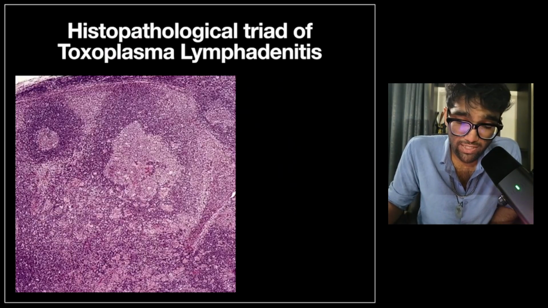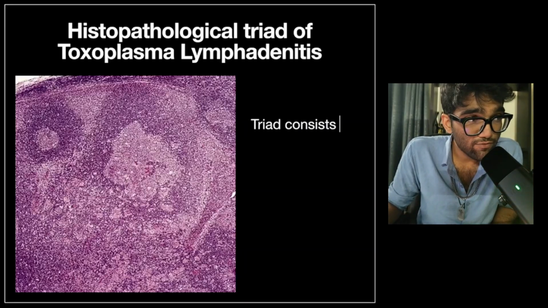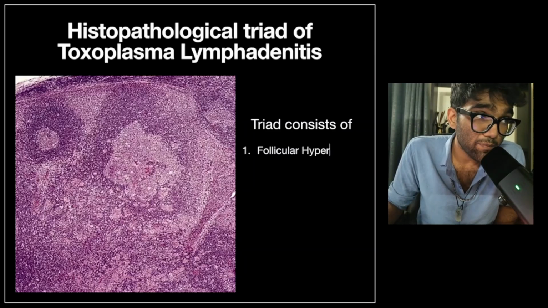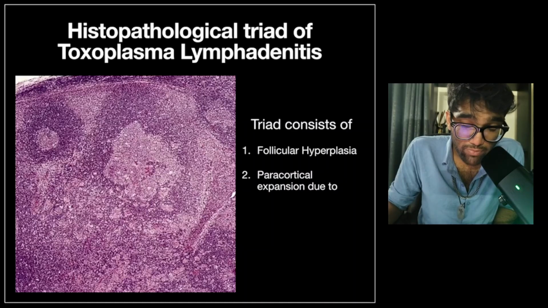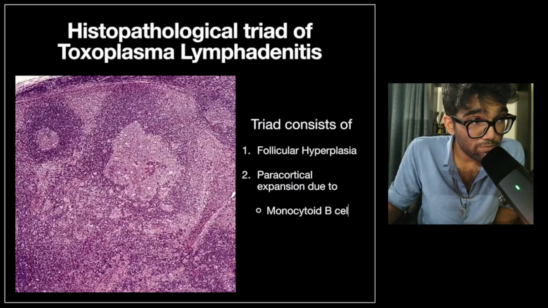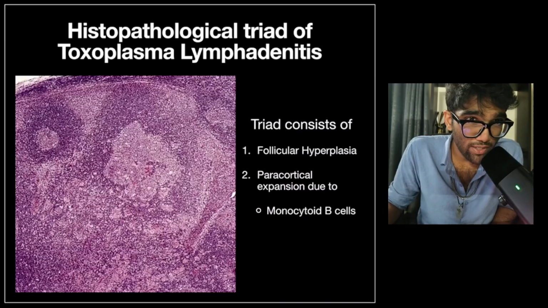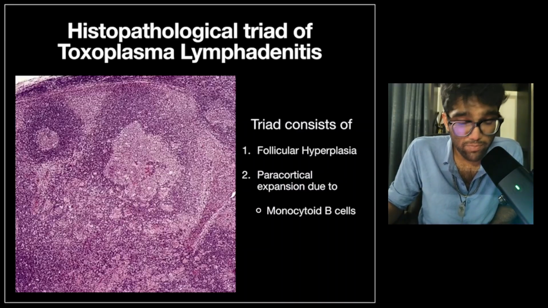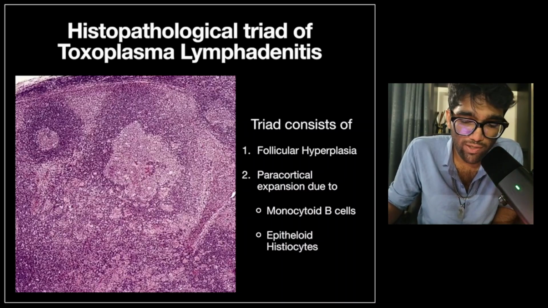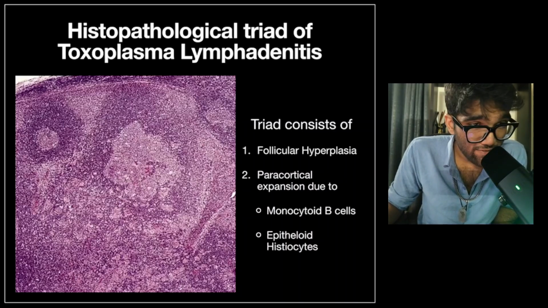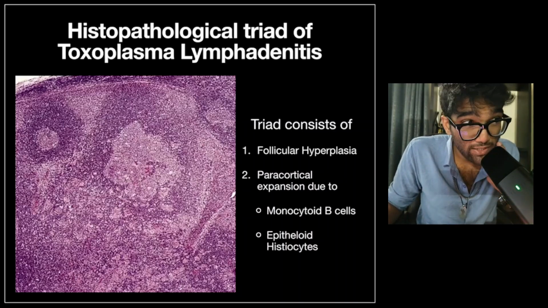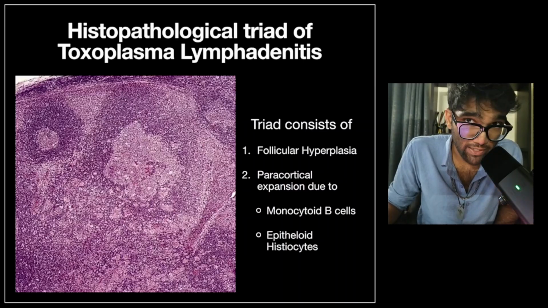of toxoplasmosis, there is a very characteristic histological triad. That triad consists of very prominent follicular hyperplasia, which is to be expected, but also paracortical expansion because of two things. One is the presence of monocytoid B cells, cells that look like monocytes or macrophages but stain with B cell markers. And epithelioid histiocytes. These are histiocytes that look like epithelial cells and have a squamoid shape. They have histiocytic markers, but importantly, they don't form granuloma.